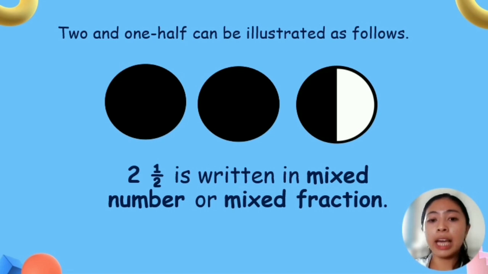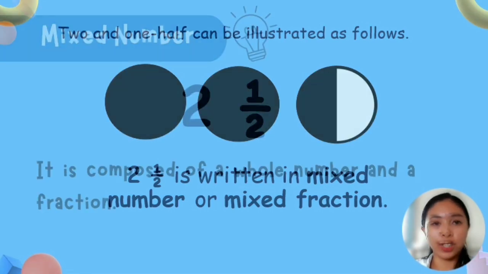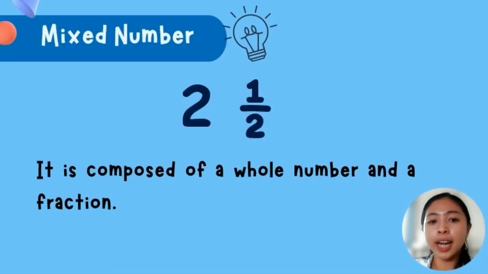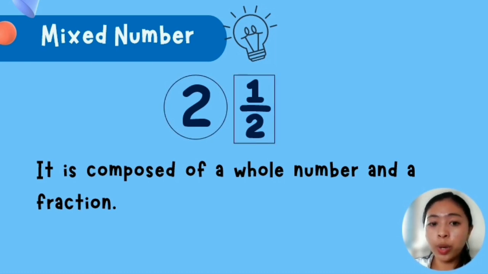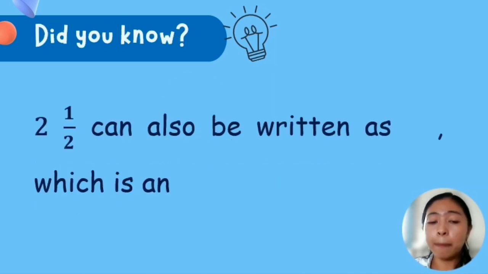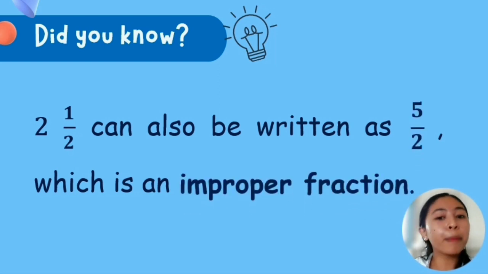2 1/2 is written as a mixed number or mixed fraction. Note that a mixed number is composed of a whole number and a fraction. 2 here is a whole number and 1/2 is a fraction. But did you know 2 1/2 can also be written as 5/2, which is an improper fraction.